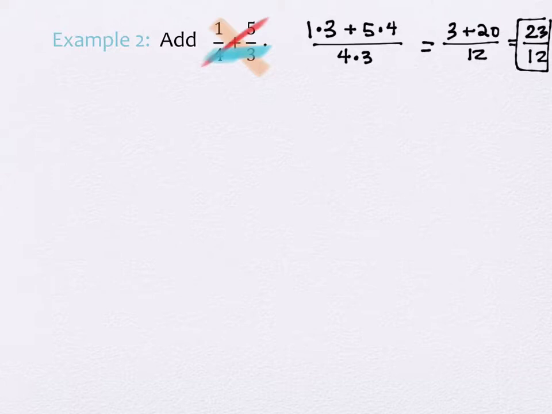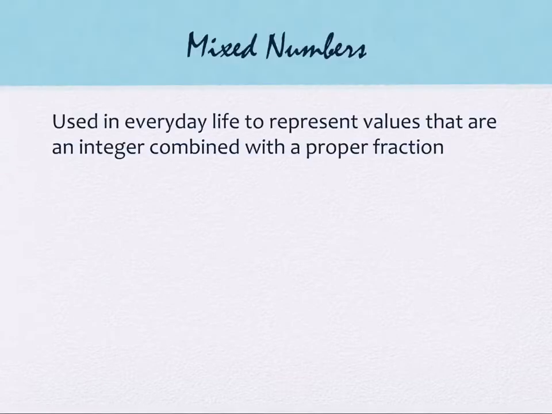All right. Now that I've told you that there's nothing any better about them, we are actually going to talk about them, namely mixed numbers. Mixed numbers are used in everyday life to represent values that are an integer combined with a proper fraction. So an integer means there's a whole part at the beginning, like a 5, a non-fractional part. And then a proper fraction means you've got a fraction afterwards where the numerator is in fact smaller than the denominator.